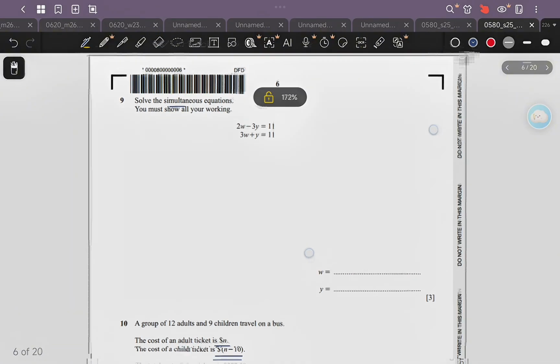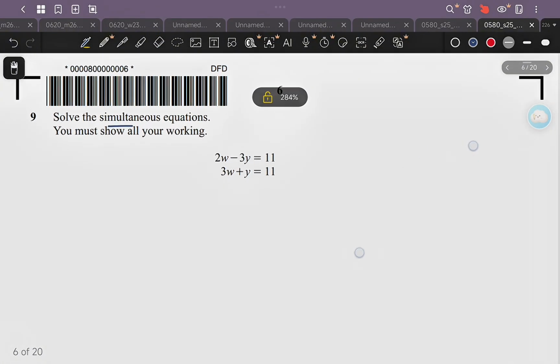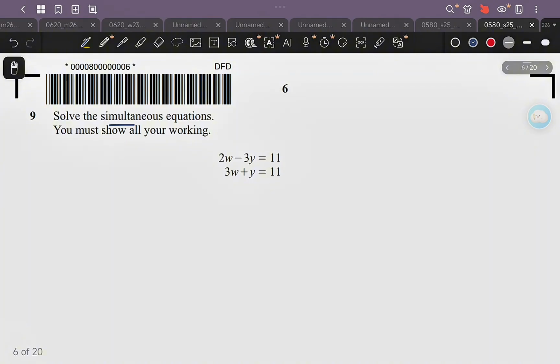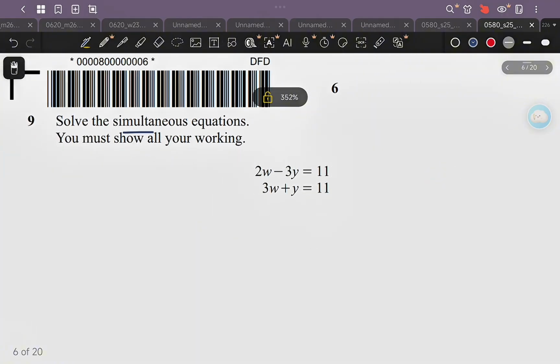Alright. Let's see, solve the simultaneous equation. You must show all your working. These are the equations. So there are different ways to solve the simultaneous equation. We're going to do this one. So put a bracket around both equations. Now we're going to take our 3 from the first equation, and we'll be multiplying it with the whole bottom equation, because you have to make two same things so we can cross them out.